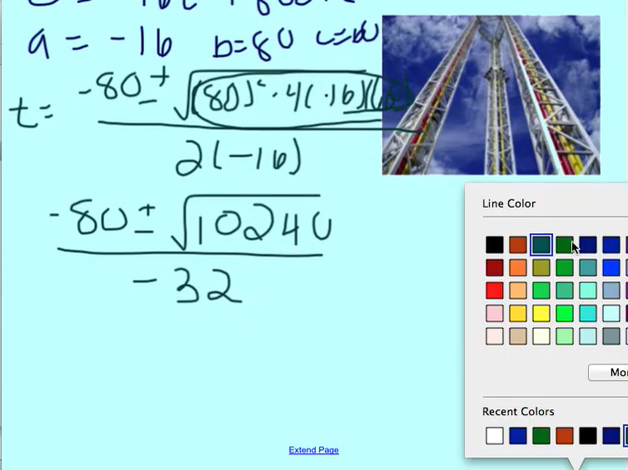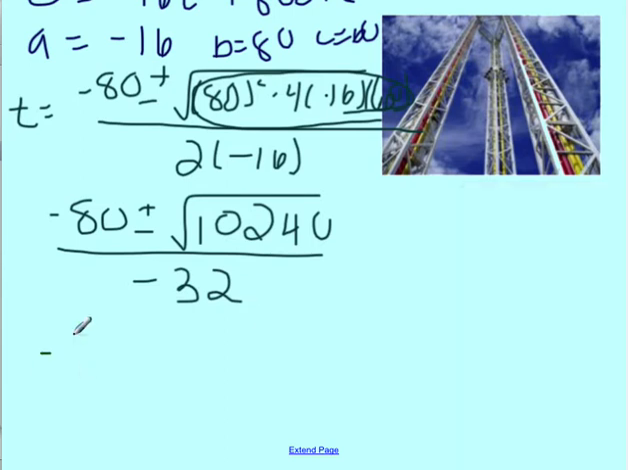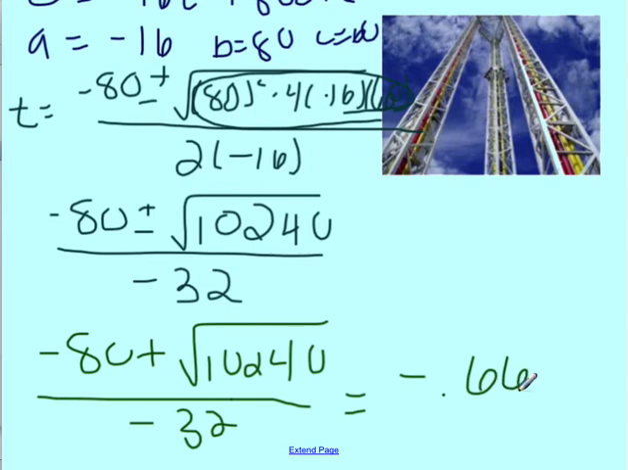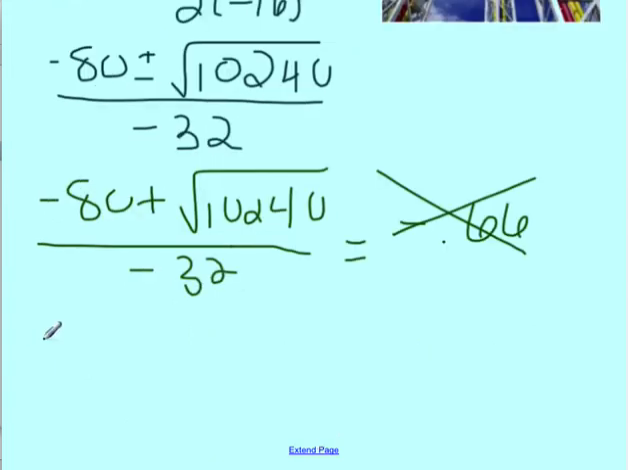So let's take a look at our positive version. So we're going to do negative 80 plus the square root of 10240, hit enter once you've typed that in, then divided by negative 32. And when you do that, you get negative 0.66 seconds. Again, watch your rounding. Well, negative time doesn't make sense, so I need to throw that answer out.